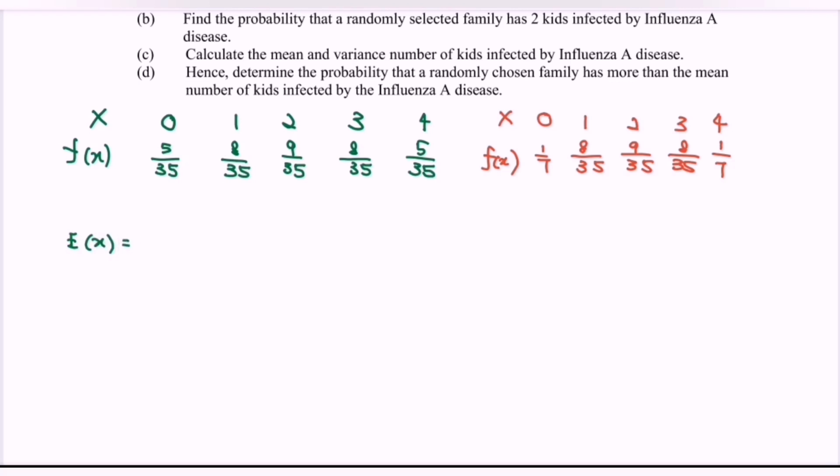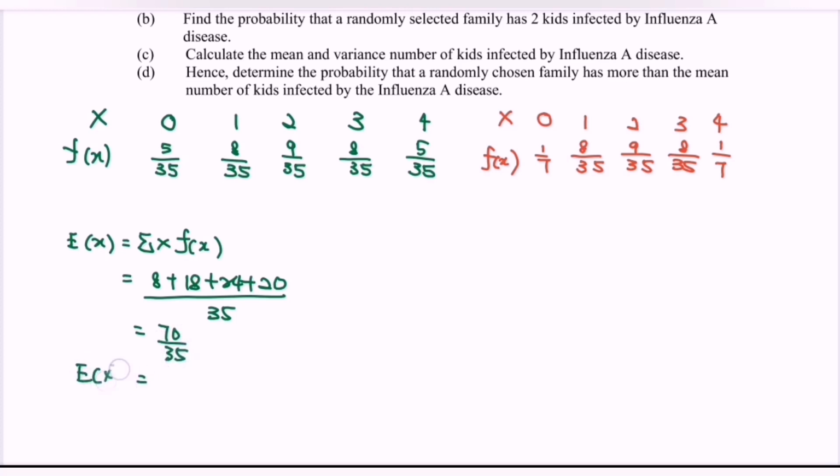As we all know, the formula would be the summation of X multiplied with the probability. So here we have the probability f(x), so we have to multiply X with f(x). So number 1, 0 multiplied with 5 over 35, we have 0. Next, we have 8, plus we have 18, plus we have 24, plus we have 20, over 35. So if we sum up, we will have 70 over 35 and E(X) will be equal to 2.